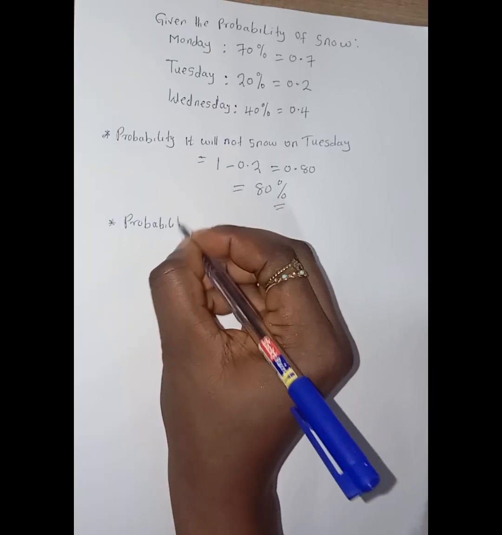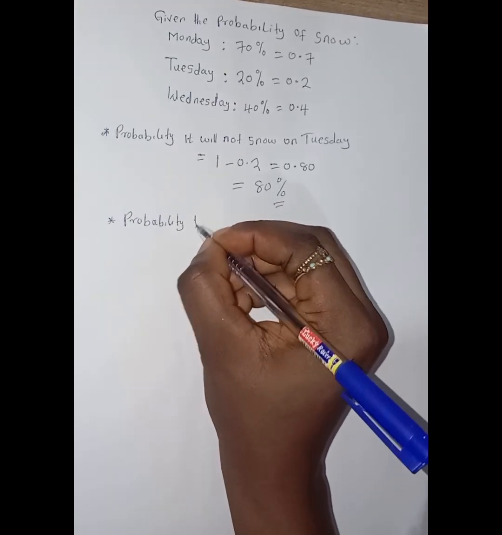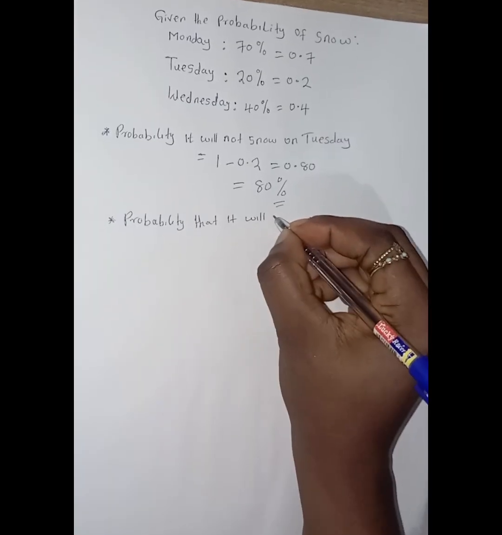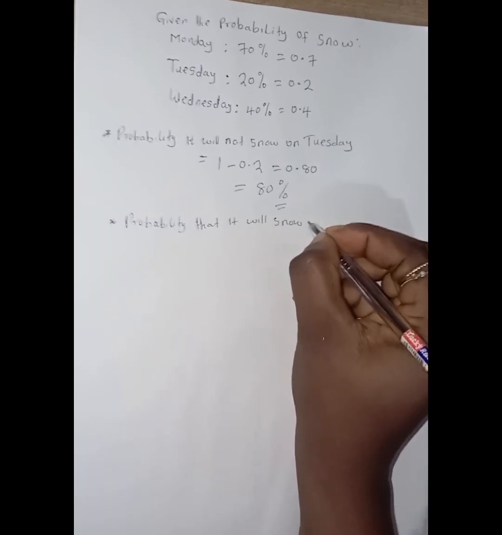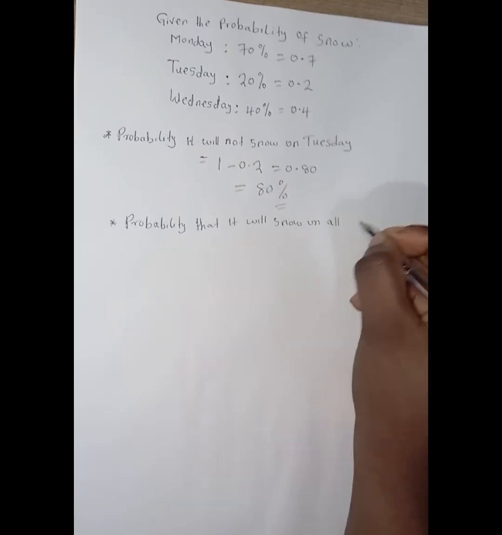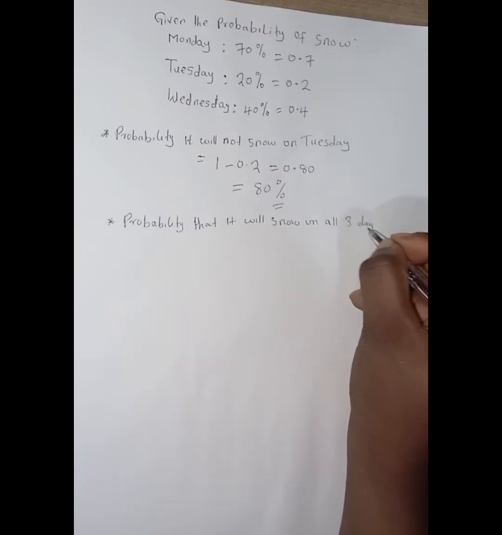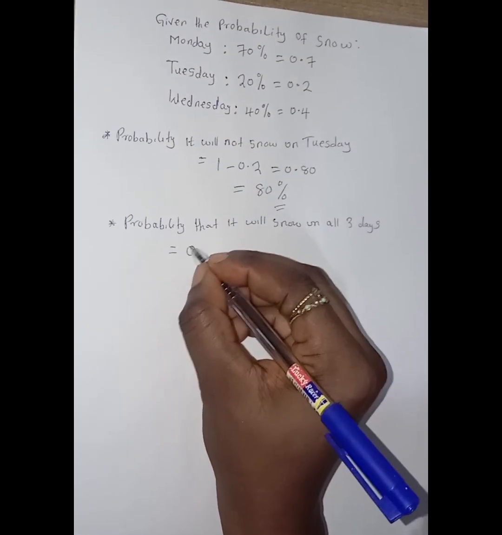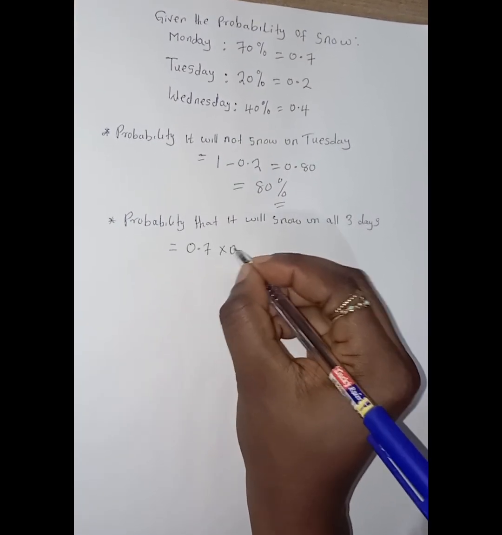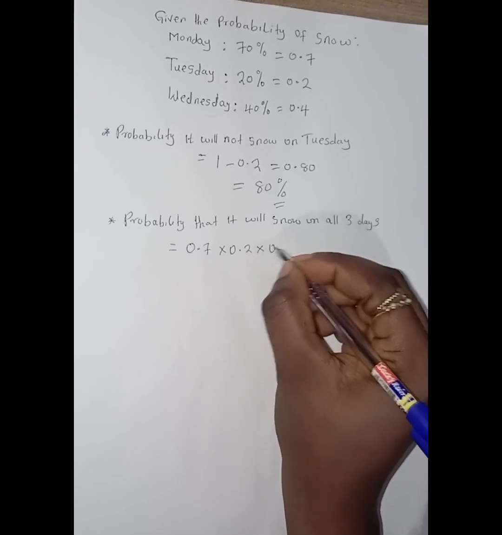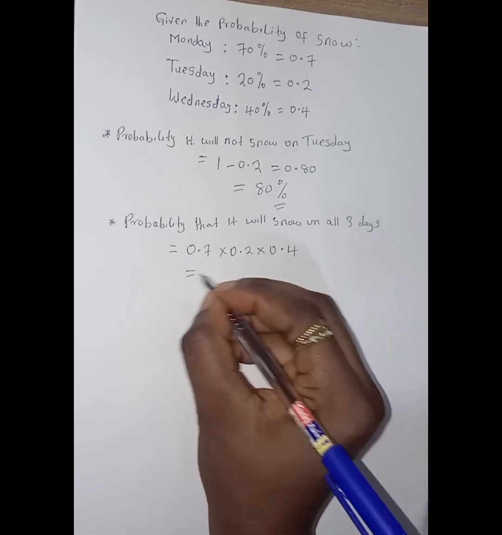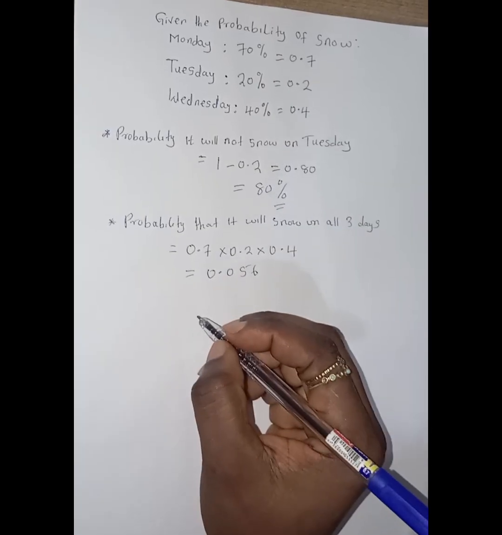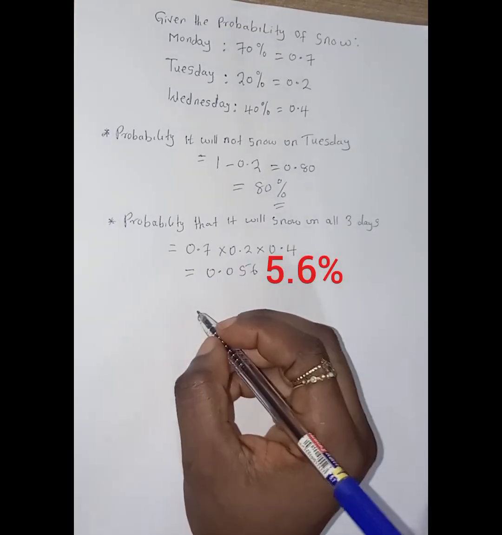So now, the next question is the probability that it will snow on all 3 days. The 3 days which comprises of Monday, Tuesday, and Wednesday. So let's solve it together. It will be 0.7 times 0.2 times 0.4, which is 0.056, which is equivalent to 5.6%.